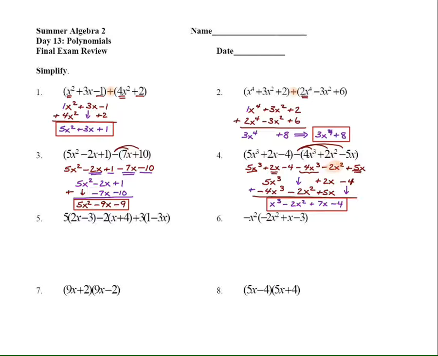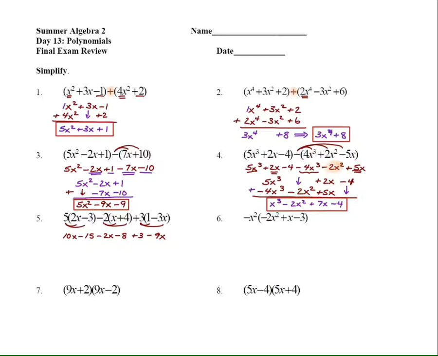And now I want to talk about some basic distributing. So we have a number multiplied outside of a few different binomials. I want to distribute: 5 times 2x minus 3, negative 2 times x plus 4, and 3 times 1 minus 3x. I'm just going to distribute that through. So we should get 10x minus 15, negative 2x minus 8, and positive 3 minus 9x.